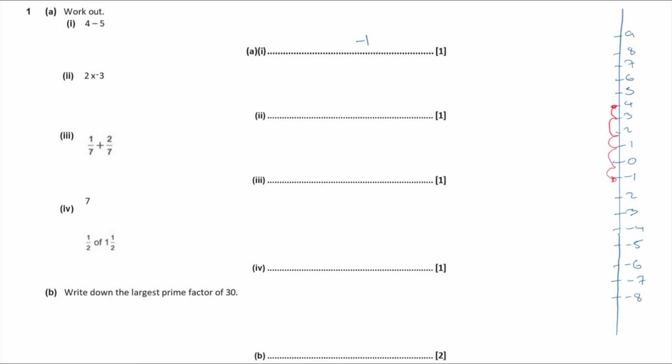So, if you know you struggle with positives and negatives, and believe me, lots of students do, then just taking a few minutes to draw out that number line at the beginning of the paper will probably save you quite a few marks throughout the paper.